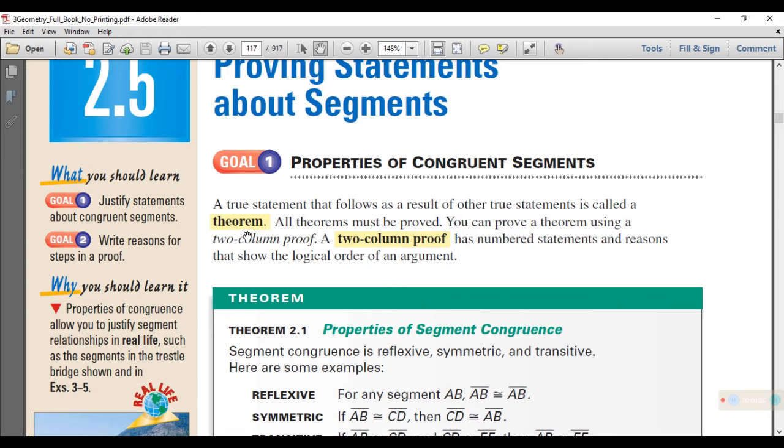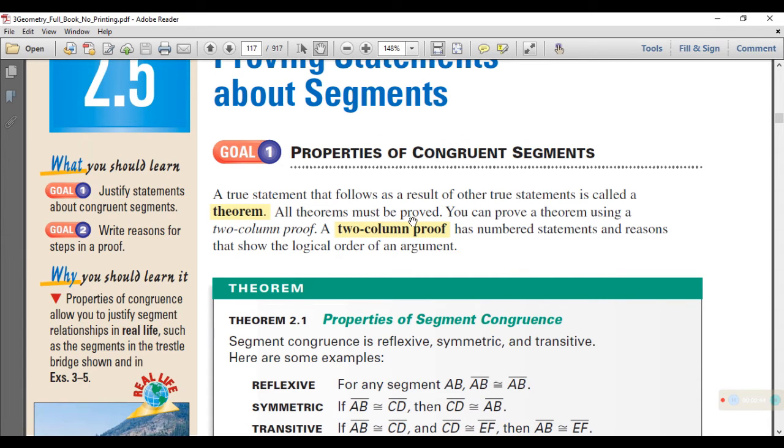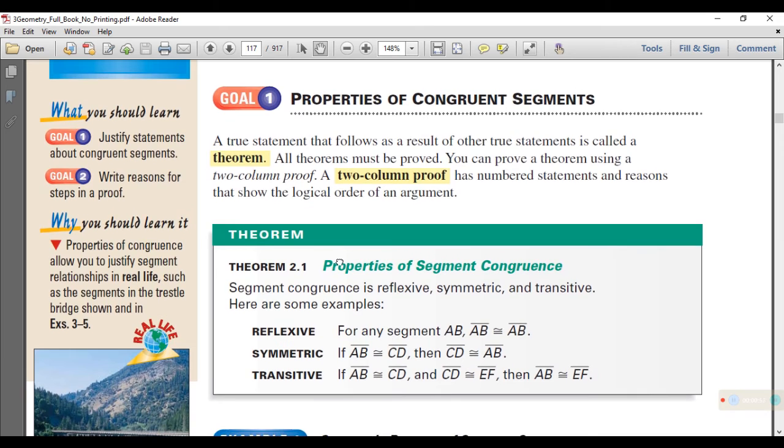Now, let's define a theorem. A true statement that follows as a result of other true statements. And lahat ng theorem, pinoprove yan. Minsan, dinidisprove. So, kapag dinidisprove, syempre, we have to show evidence that it is not true. You can prove a theorem using two-column proof, which you are already familiar with. A two-column proof has numbered statements and reasons that show the logical order of an argument.